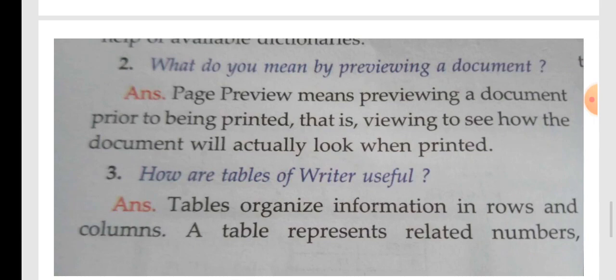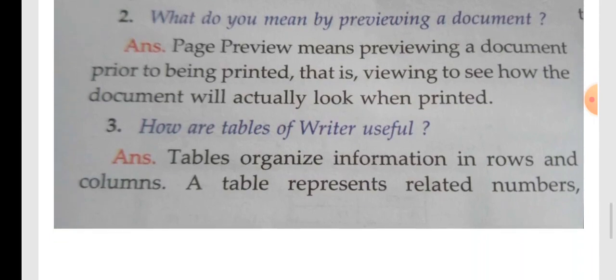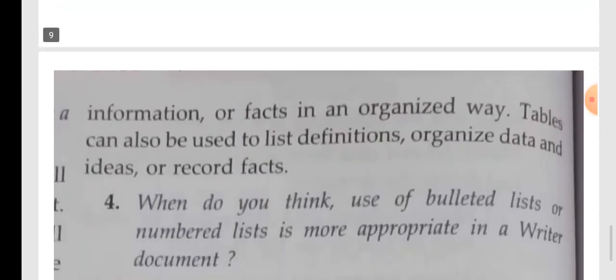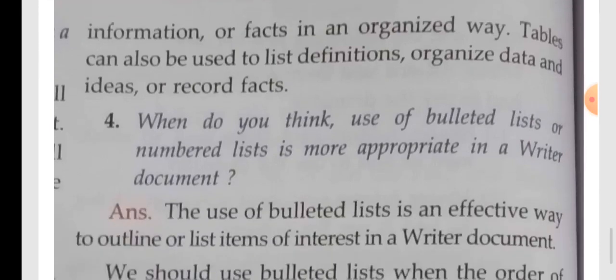Next is, how are tables of Writer useful? So we make a table in Writer and other word processors also. The table organizes information in rows and columns, and where rows and columns intersect, they make a cell. So a table represents related numbers, information, or facts in an organized way. Tables can also be used to define list definitions, organize data and ideas, or record facts.